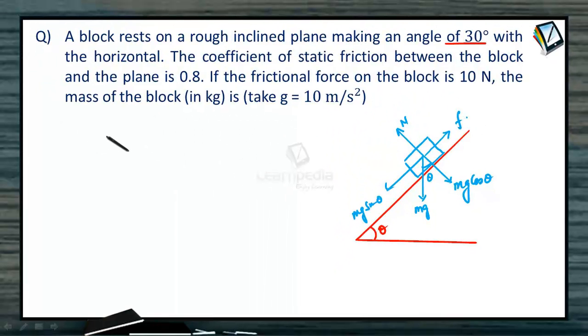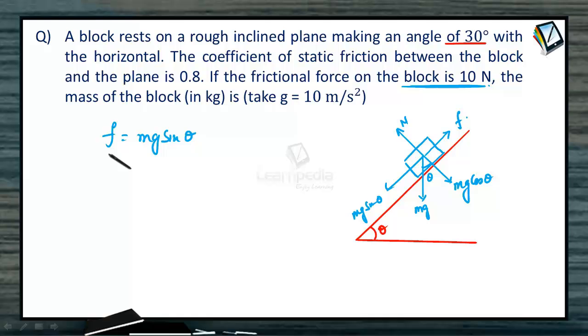So in equilibrium, the friction force F will be equal to mg sin theta. The block is at rest on a rough inclined plane making an angle of 30 degrees. So since it is at rest, we have F equal to mg sin theta. The total friction force given to us is 10 Newton acting on the block.